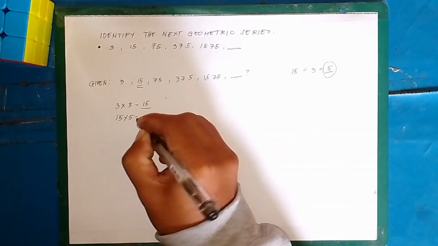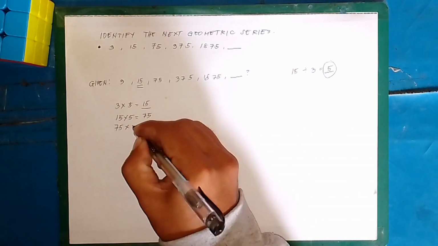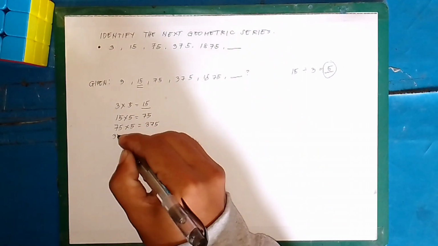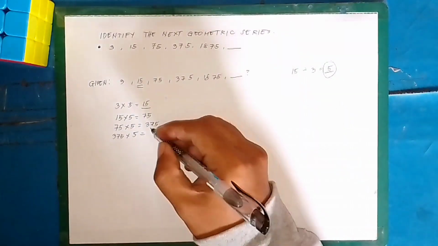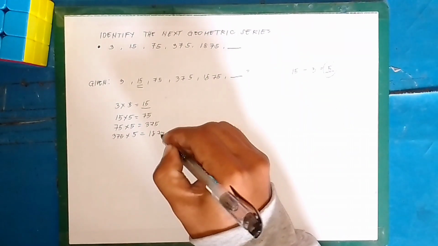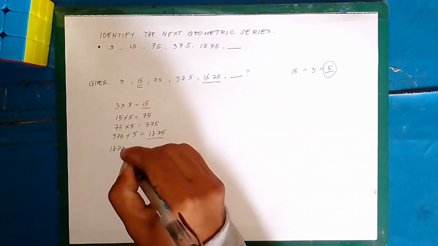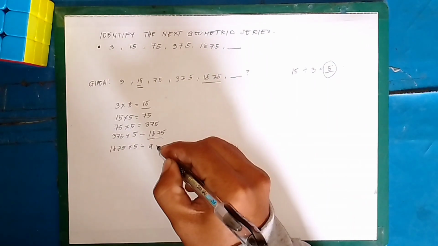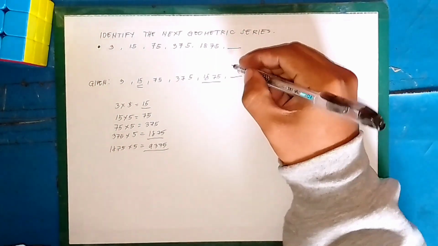15 times 5 equals 75. Then 75 times 5 equals 375. Then 375 times 5 is equal to the last given number, which is 1,875. Now 1,875 times 5 is equal to 9,375. See, so we put here 9,375.